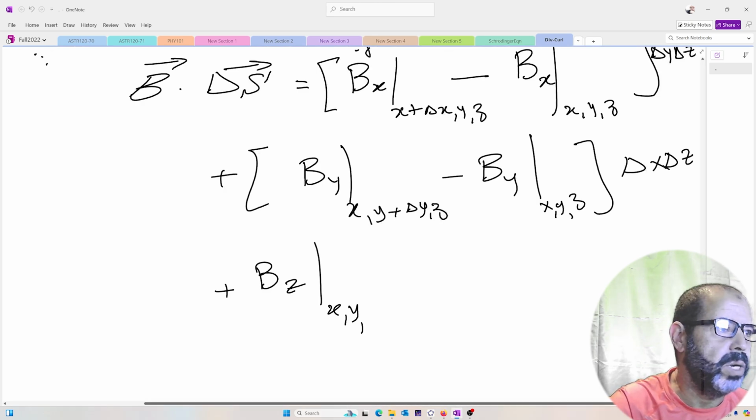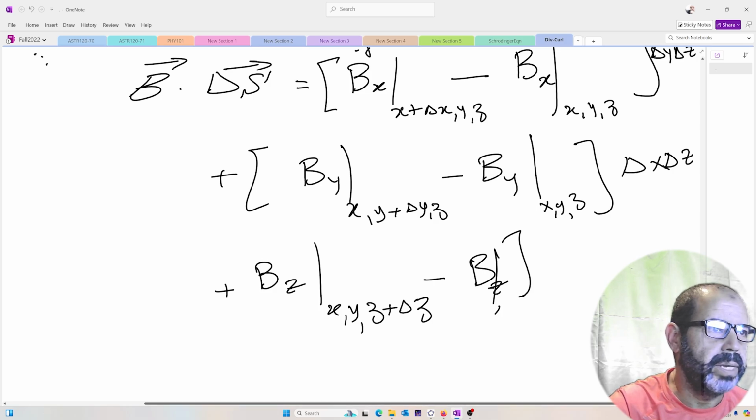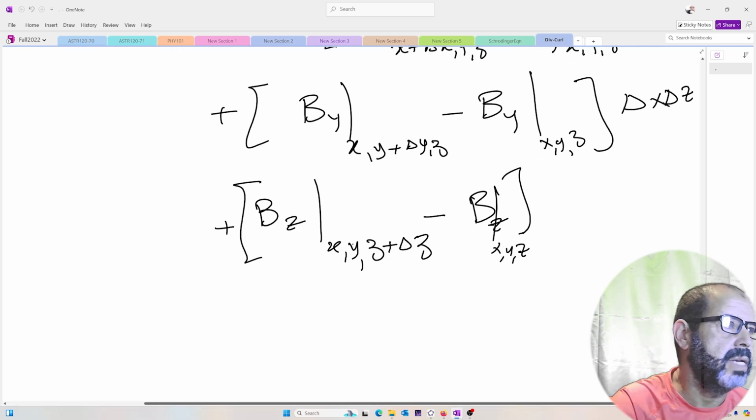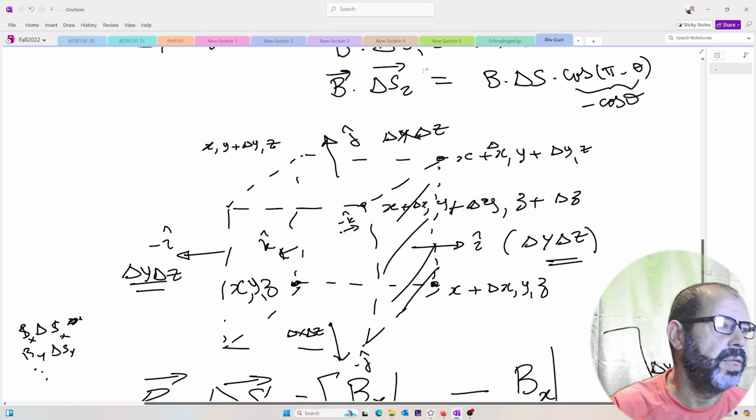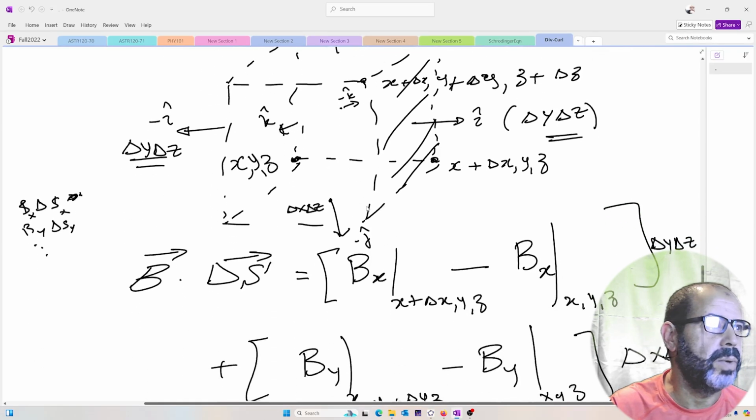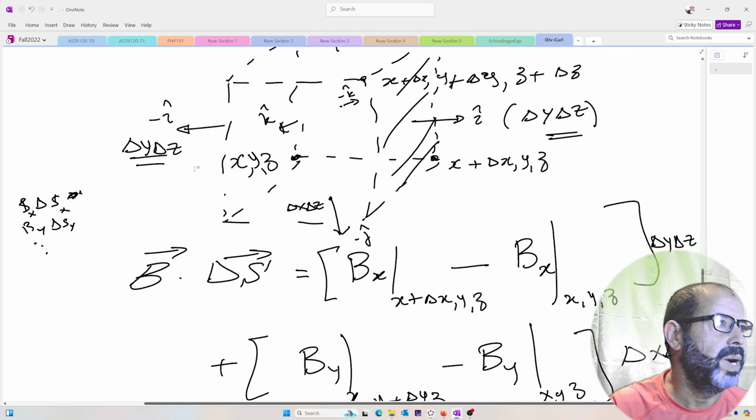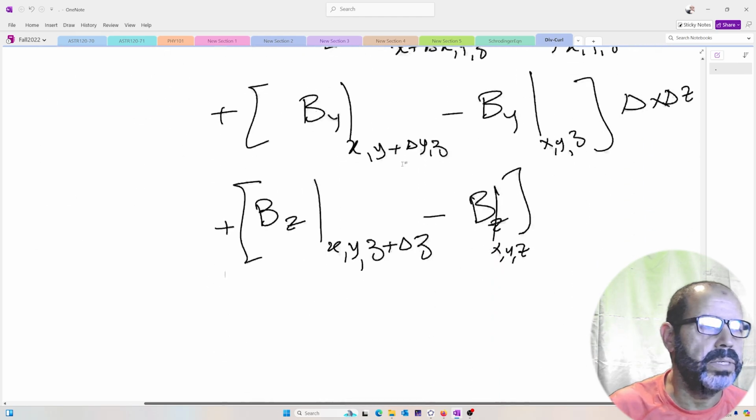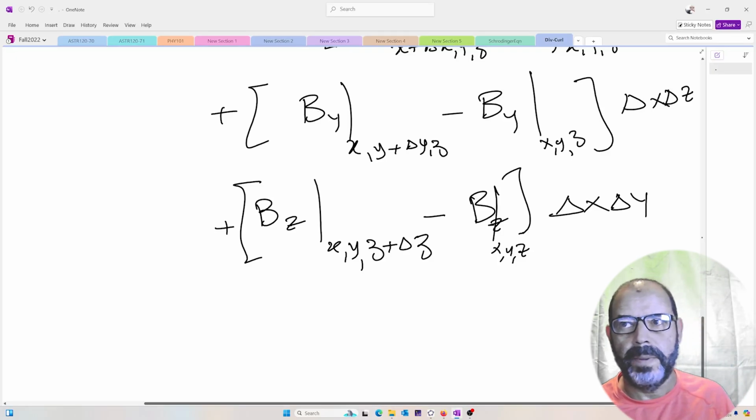evaluated at whatever x was, whatever y was, but z has shifted to a new value minus the same component evaluated at x, y, and z. Okay? Times the size of the area. And the size of the area, you can clearly see the width delta x and a height delta y. So this area is delta y delta z. Okay? No, I'm sorry. Delta x, probably didn't write its value in here, but its width is delta x and its height is delta y. So this is delta x delta y. Okay, so we're in shape. We're in good shape now.